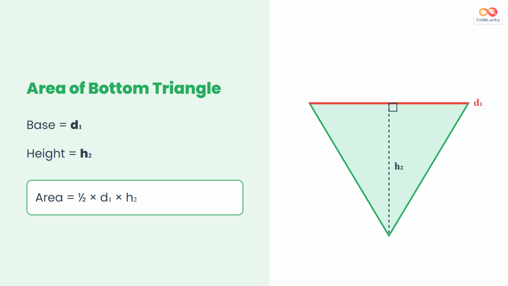Now look at the bottom triangle. It shares the same base, D1. Its height is the lower part of the vertical diagonal, H2. Its area is also 1/2 base times height.